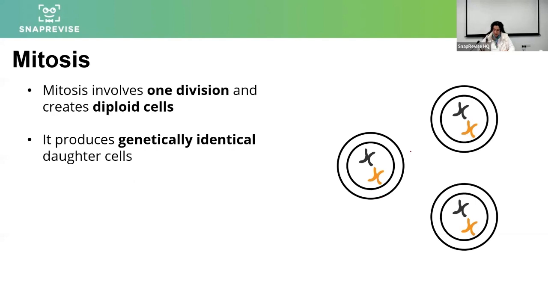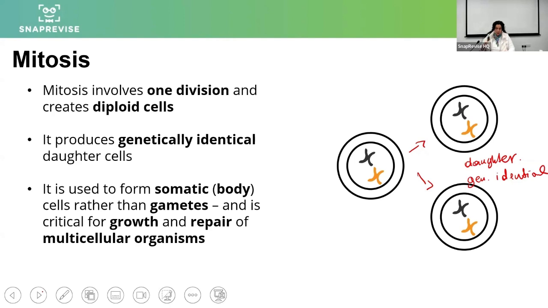So this is my parent cell, and it divides to form two daughter cells that are also genetically identical. It is used to form somatic cells. Quick reminder of the term somatic: it basically means every cell in the body apart from gametes. So it produces somatic cells and not gametes.